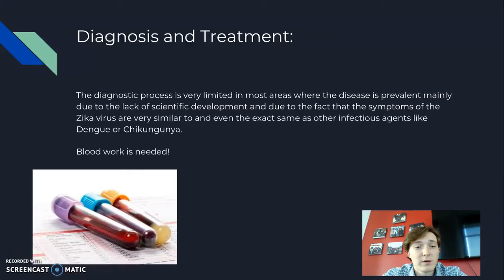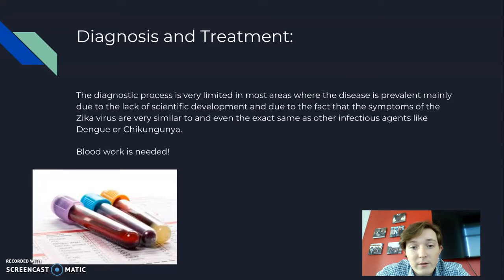Moving on to diagnosis and treatment. Diagnosis, the process itself is very limited in most areas of the disease because they are in areas like Brazil, Africa, Asia, where medical attention is very limited. And you see these programs that launch relief efforts to bring a bunch of different resources that they need, like nets and deterrents.